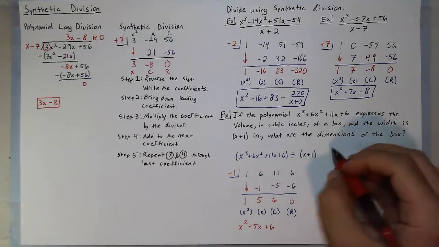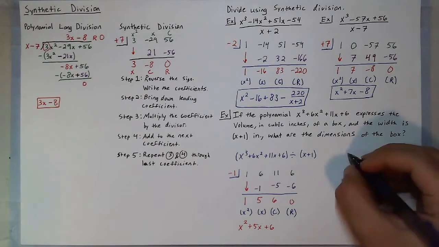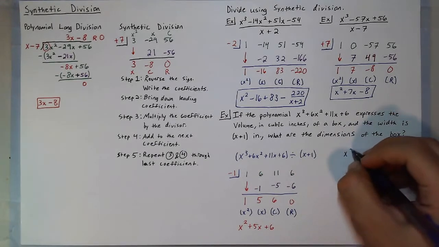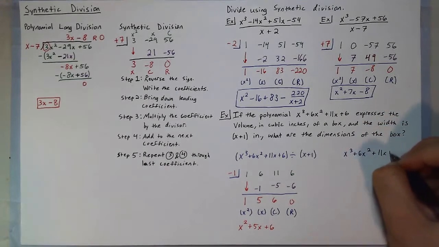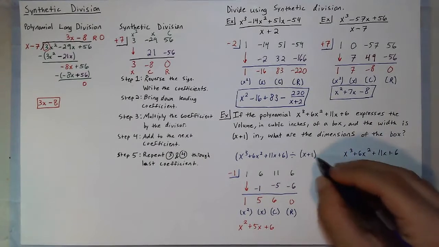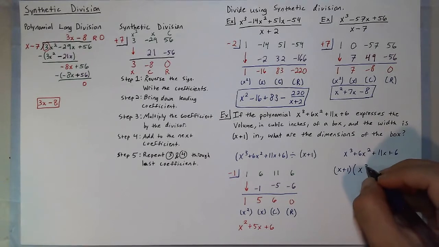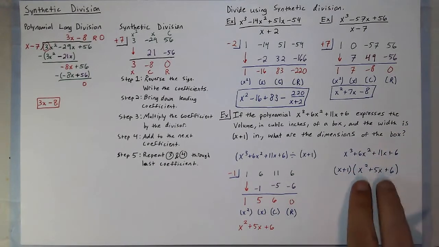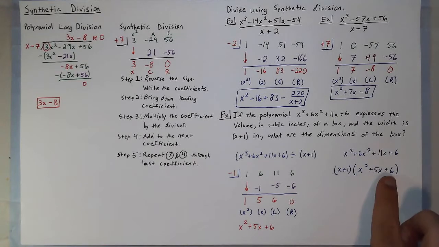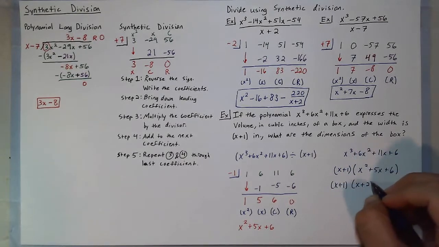So what I can say now is that x cubed plus 6x squared plus 11x plus 6 can factor into x plus 1 times x squared plus 5x plus 6. Now, this is a quadratic that I can factor. Two numbers that multiply to 6 but add to 5. That is just x plus 2 times x plus 3.